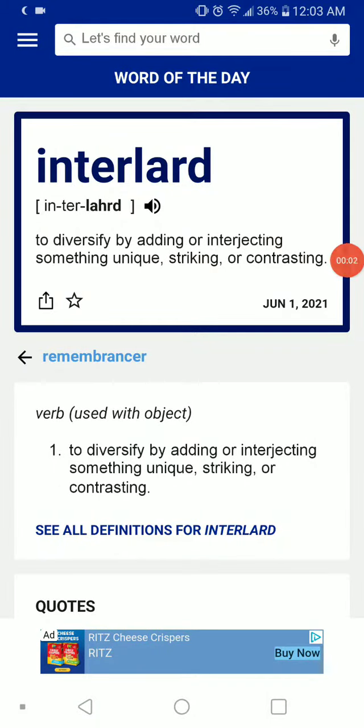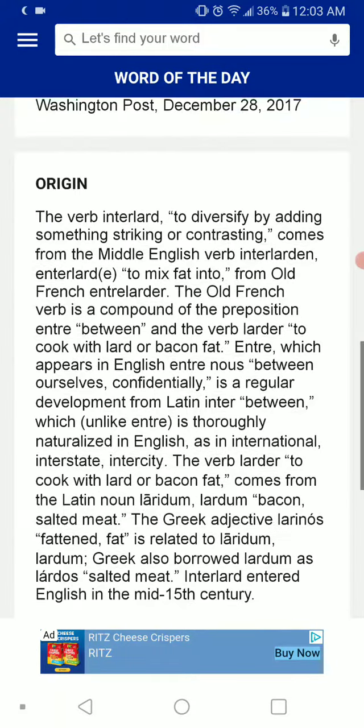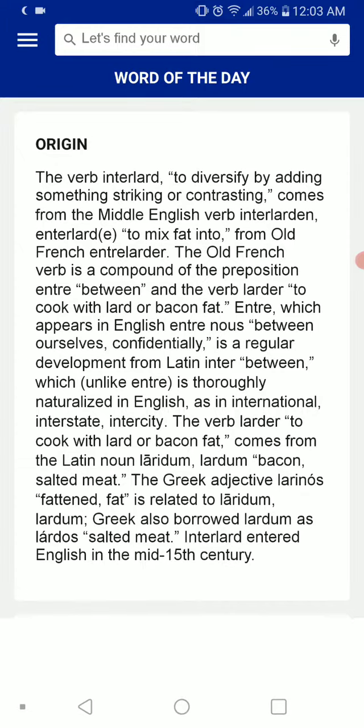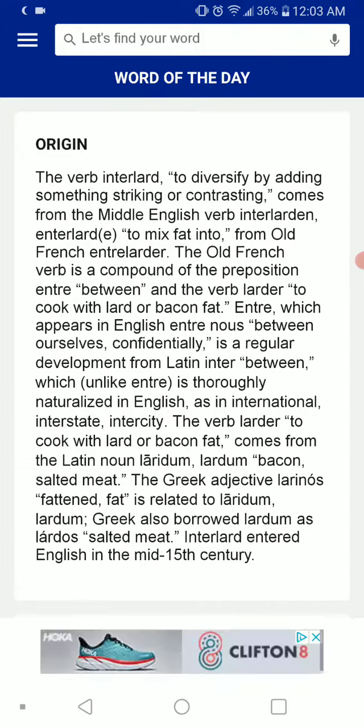Welcome back with Word of the Day, which is Interlard, which is to diversify by adding or interjecting something unique, striking, or contrasting. So from there, down to origin, the verb interlard, to diversify by adding something striking or contrasting, comes from the Middle English verb interlarden, interlardi, to mix fat into.